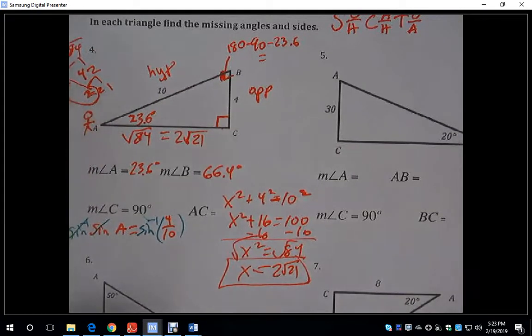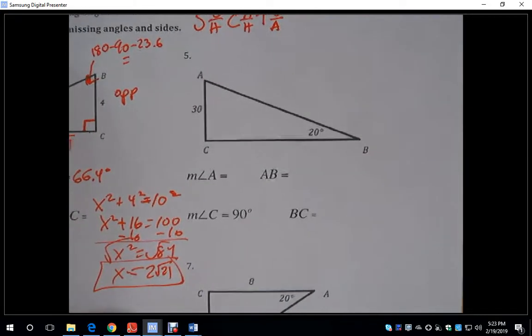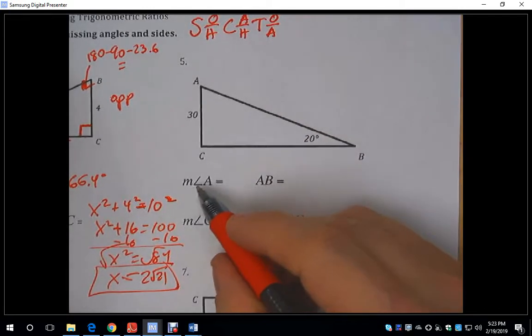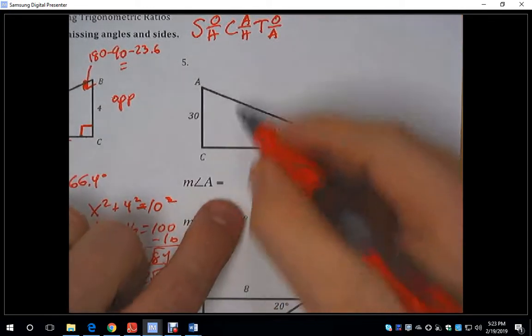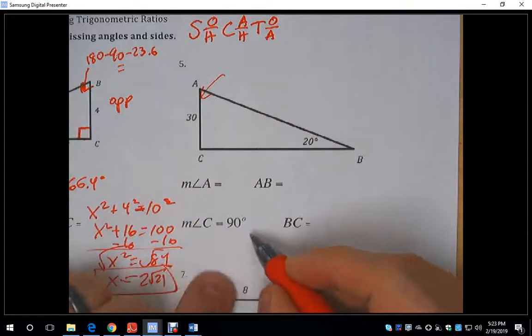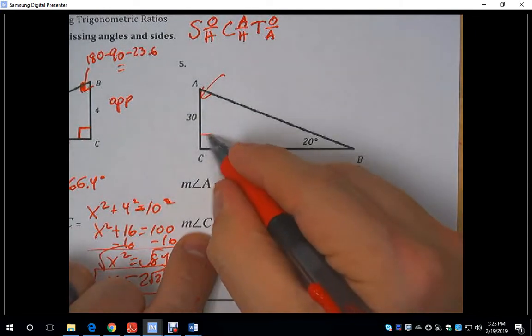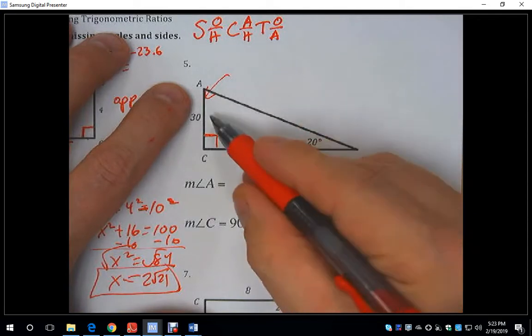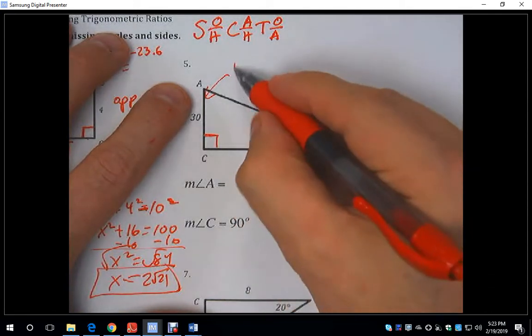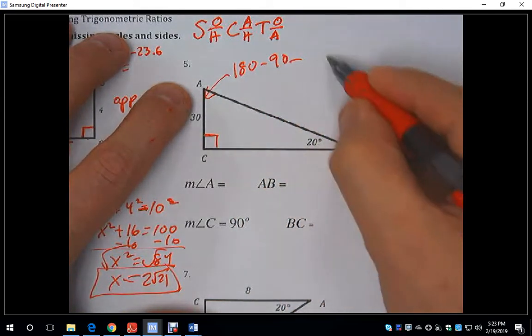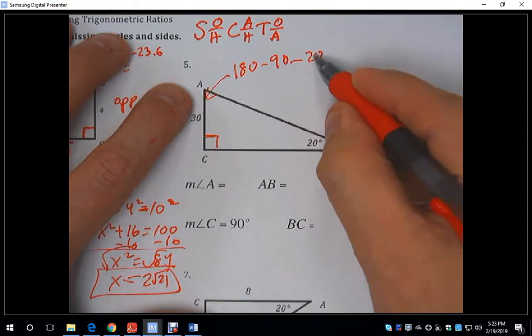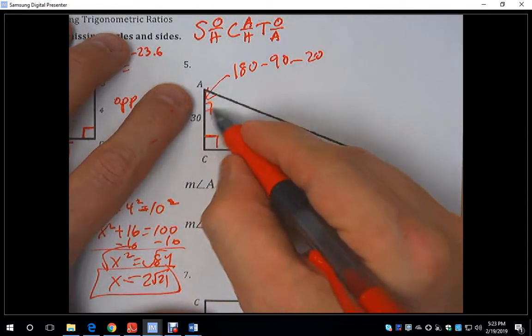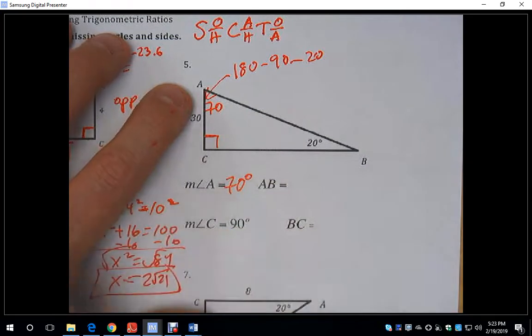So my point is that there's multiple ways to do the same problem. Let's look at number 5. First off, I'm going to find the measure of angle A. Well, I know the measure of angle C, that's 90 degrees. So I can use the Triangle Sum Theorem, that the sum of all the angles is 180. So 180 minus 90 minus this 20 degrees, that would give us, what, 70? So that gives us 70 degrees.